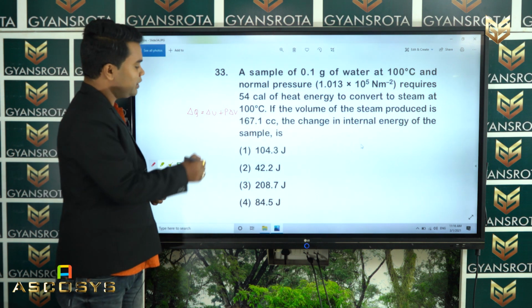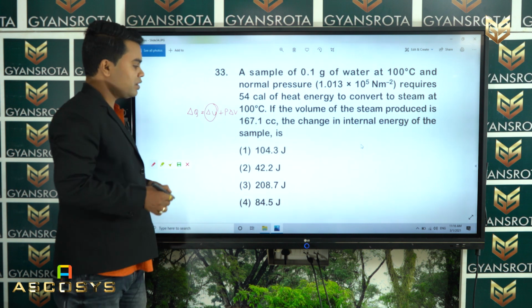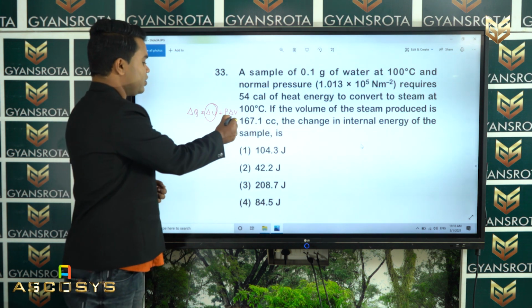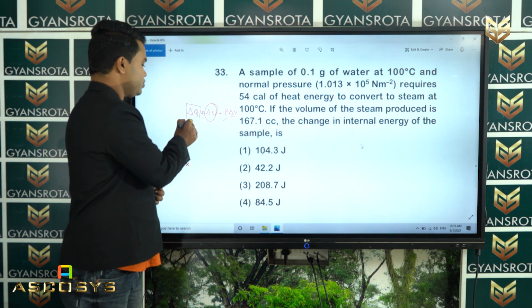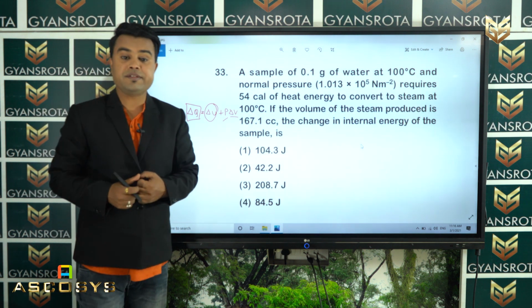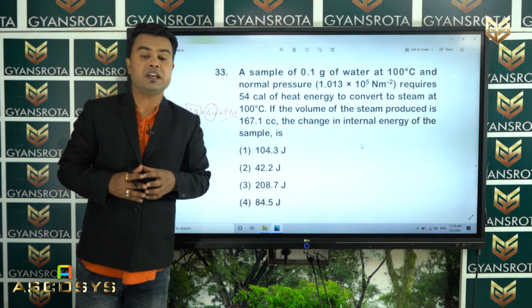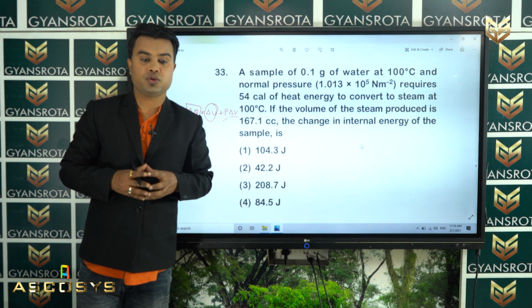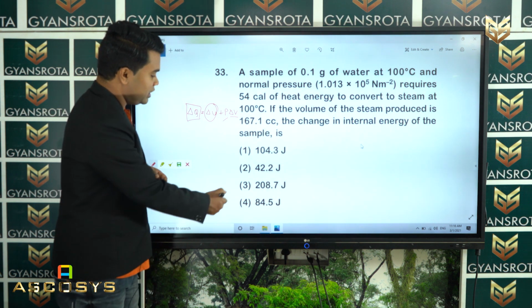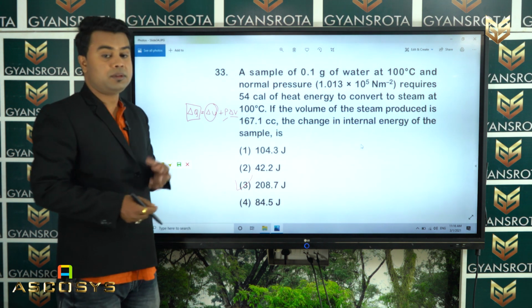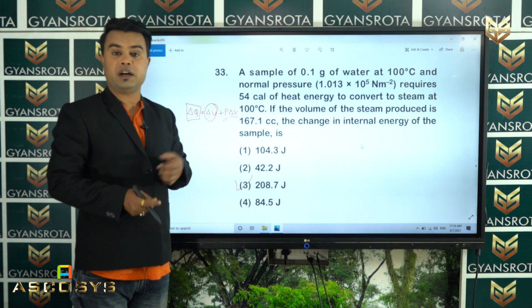You need to calculate the internal energy. P is supplied to you, change in volume is supplied to you, delta Q is supplied to you. I hope this question would be easy for you to solve. If you solve this one, your final answer would come out to be 208.7 joule. So option number 3 will be the correct answer. Please check on this using this formula, right?